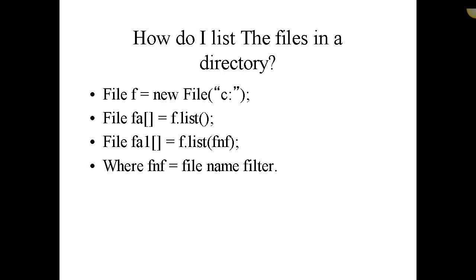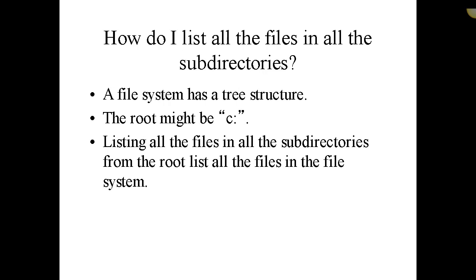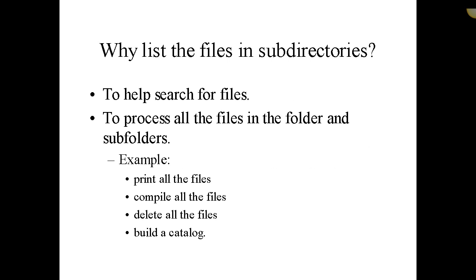Now I've got a mechanism where I can list all the files in a directory or even in its subdirectory. And if I want to list all the files in all the subdirectories, I have to keep in mind that I've got a tree system. And that tree system is really going to give me a directed acyclic graph, which will allow me to traverse an entire folder plus all of its subfolders and all of its files and all of its subfolders.